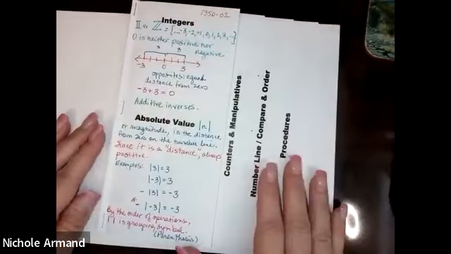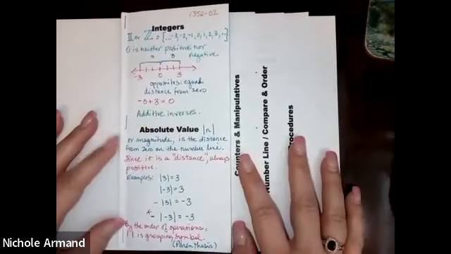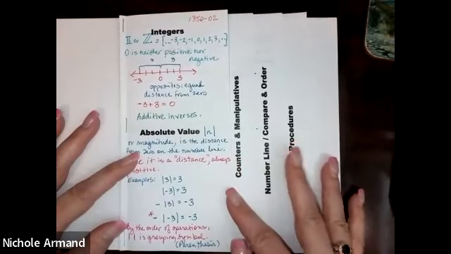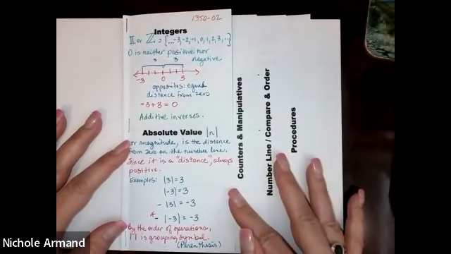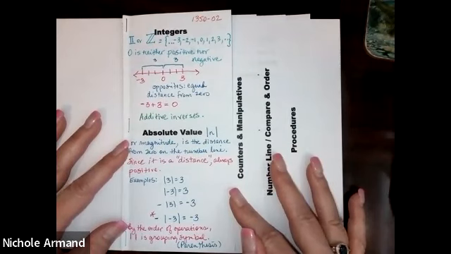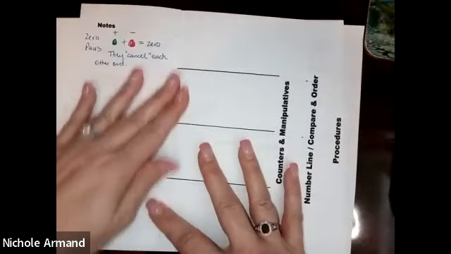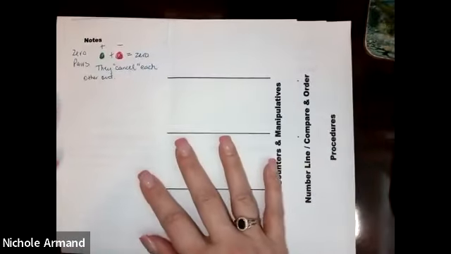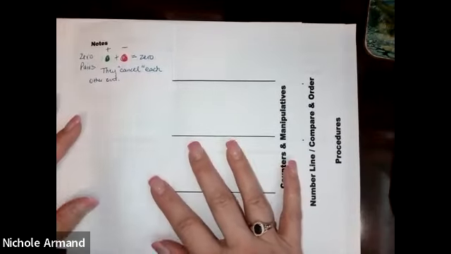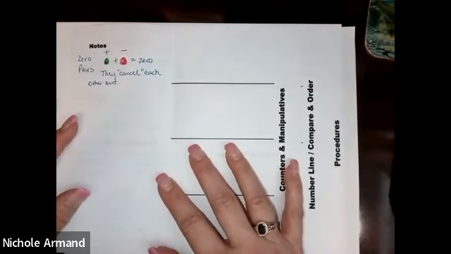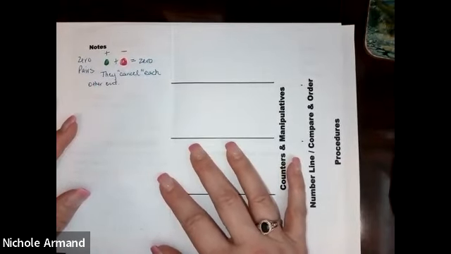Okay, so we filled in this first page in class. If we didn't in your class, then pause the video and fill this in. And we are going to turn to the first page and talk about addition and subtraction using the colored counters.